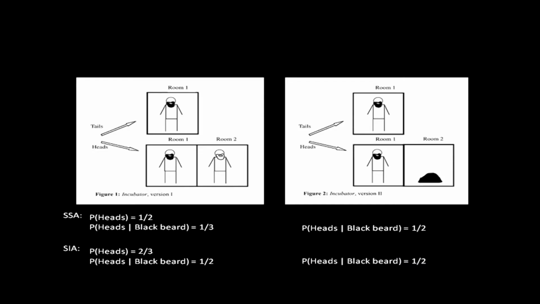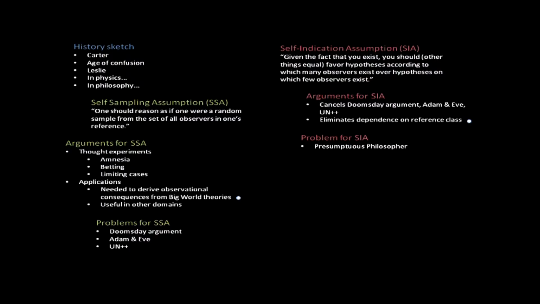So you remember this slide from last time, where if you accept the self-sampling assumption, but not the self-indication assumption, you get this dependence on how you define a reference class, depending on whether that thing in the second picture counts as an observer in your reference class or not. You get a different probability according to the self-sampling assumption. The self-indication assumption avoids that dependence on the reference class. Nevertheless, the self-indication assumption had other issues, particularly with the presumptuous philosopher thought experiment.